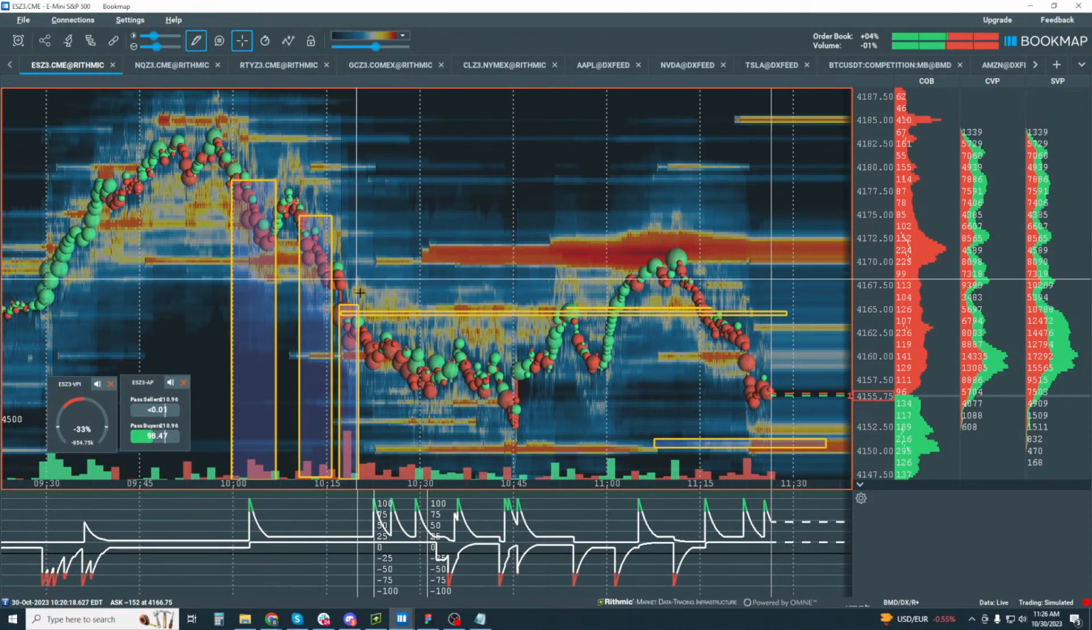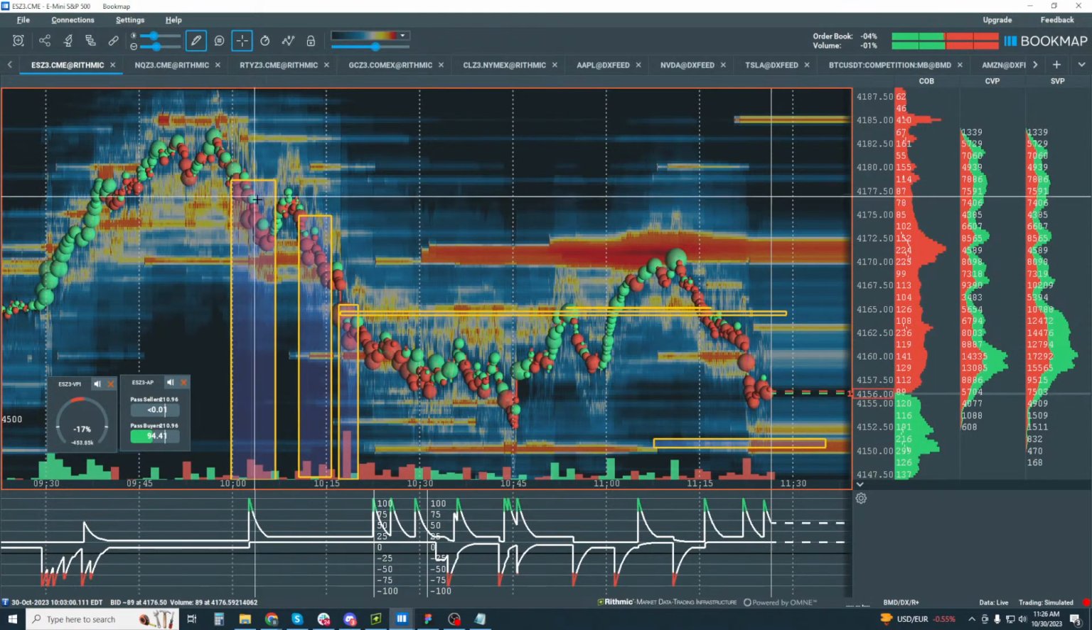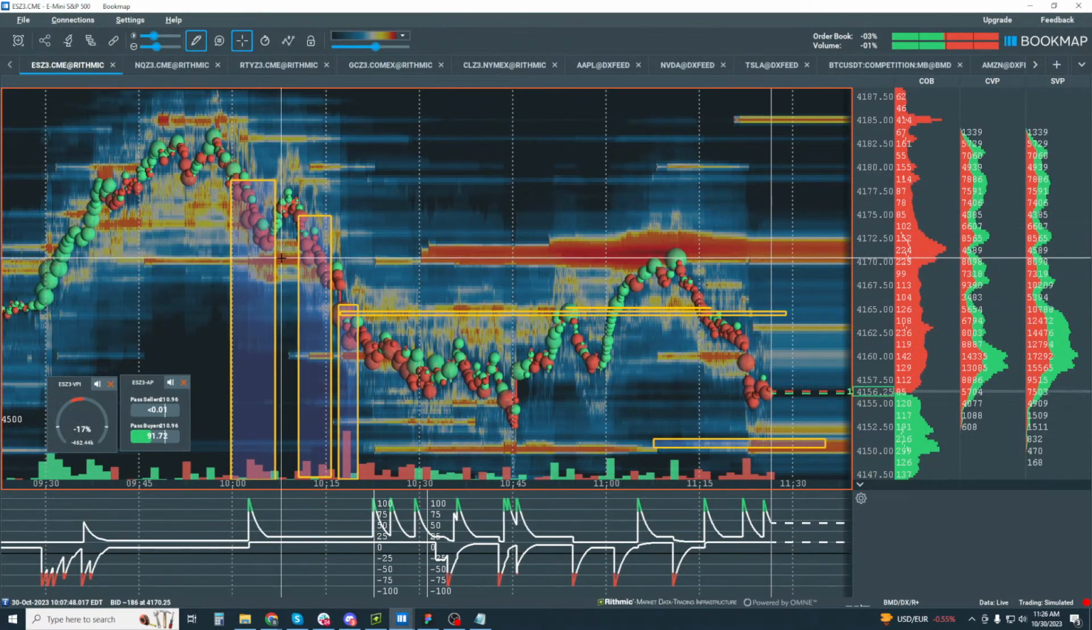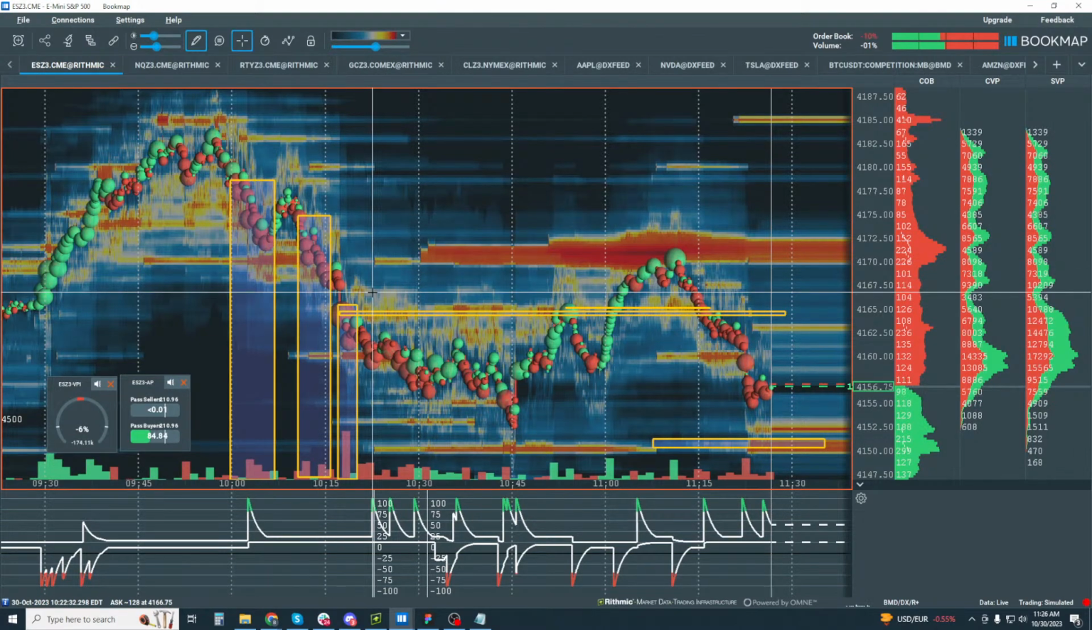This is a pretty ugly looking pattern in here, but understand the concepts behind it. Understand the context between the limit buy and sell orders and the aggressors, the market buy and sell orders.